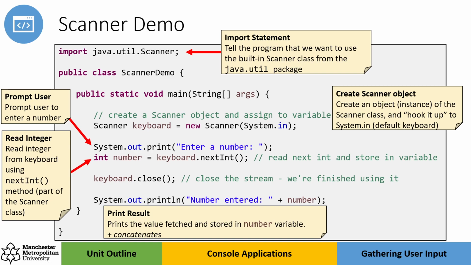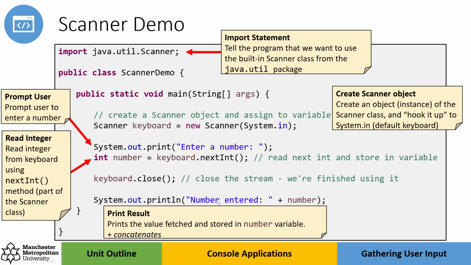I've then simply printed out the number entered. So I'm printing out here the string "number entered", and then I'm adding onto that the value inside number. So if someone types in 52, keyboard.nextInt will fetch the 52, store it inside the number variable. So this System.out.println command will print out the characters "number entered", and then it will concatenate onto that 52 if the user types in 52.